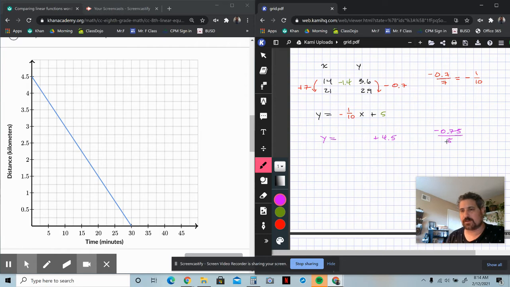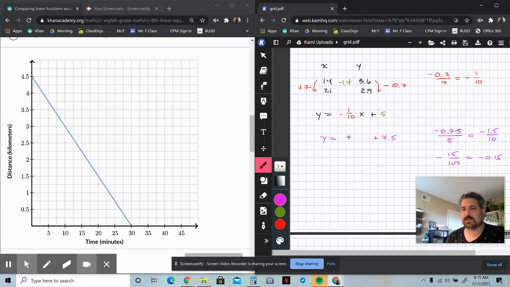So really what you have is negative 0.75 over 5, which is, if we double top and bottom there, negative 1.5 out of 10, which is going to be, if you think about that, the same as negative 15 out of 100, which is the same as negative 0.15, right? Just so we can compare these two. So this is negative 0.1, this is negative 0.15. So this is at a faster rate.